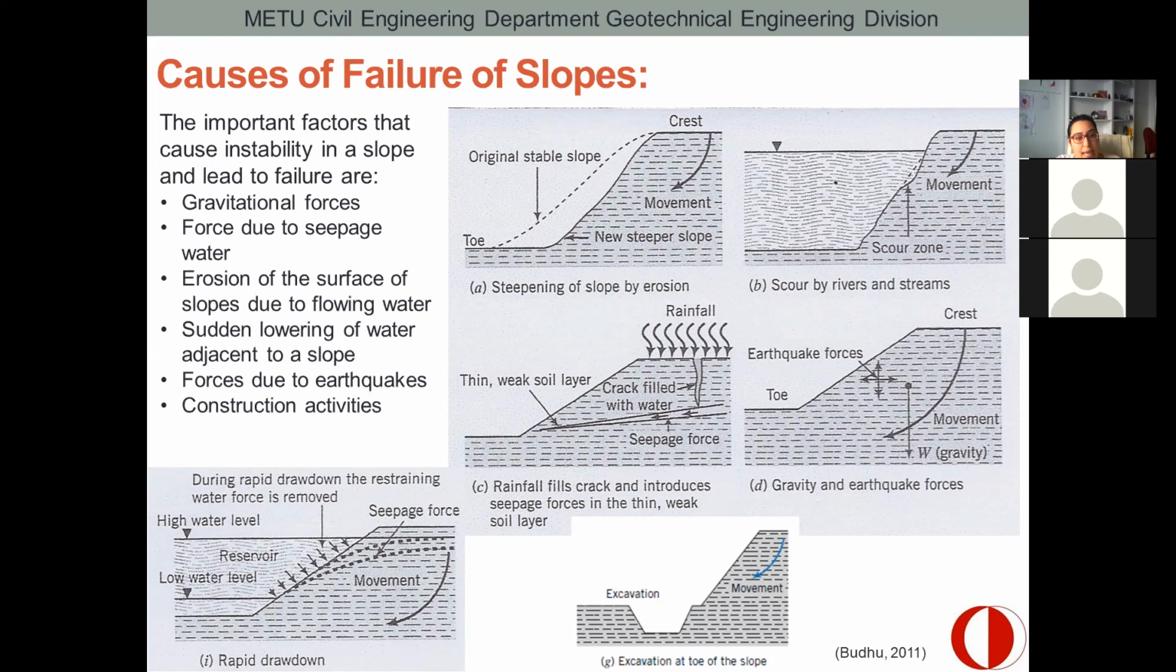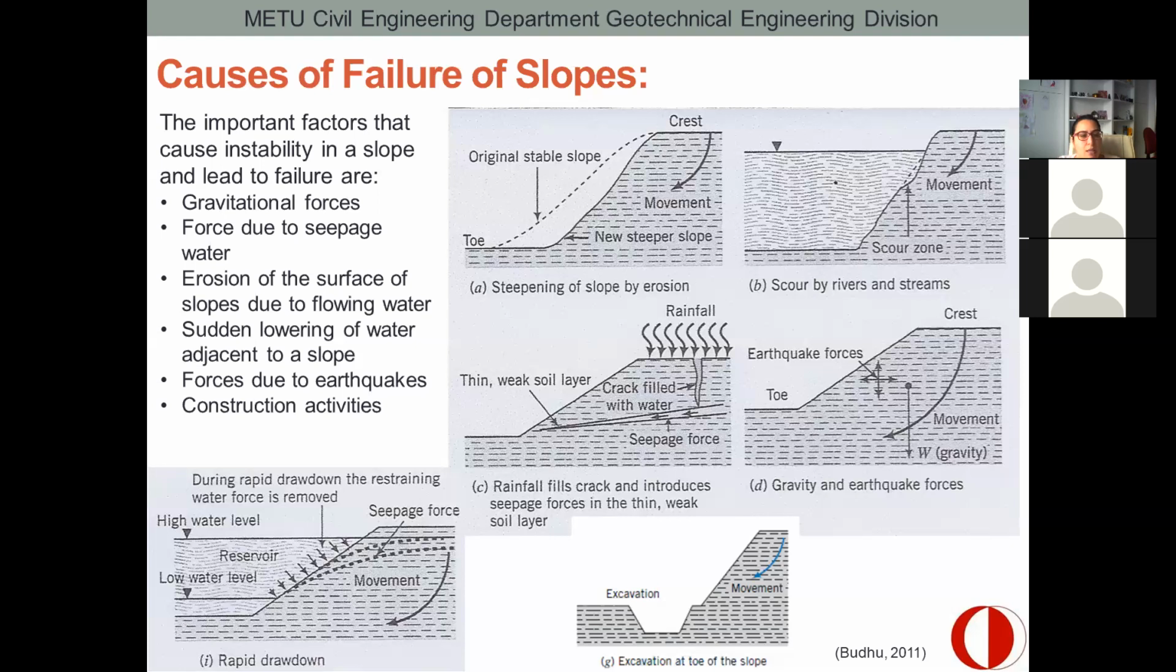Okay, so for a man-made slope, if the geometry of the slope is not accurately calculated or correctly designed, then the gravity by itself can cause the slope to fail. So the first and the most important force that we need to consider is the force that comes from the weight of the soil surface.